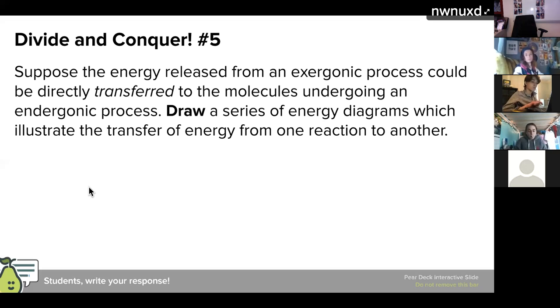So, one more time. An exergonic process is catabolic. An endergonic process is anabolic. So how might the energy flow, move, be associated as energy is released from a catabolic process and makes its way into an anabolic process? Because both of those processes fit under the umbrella of metabolism.